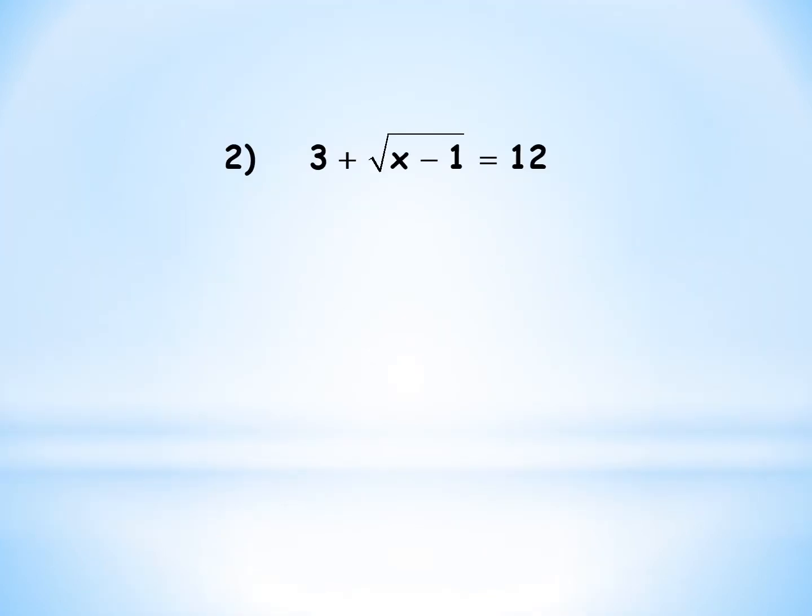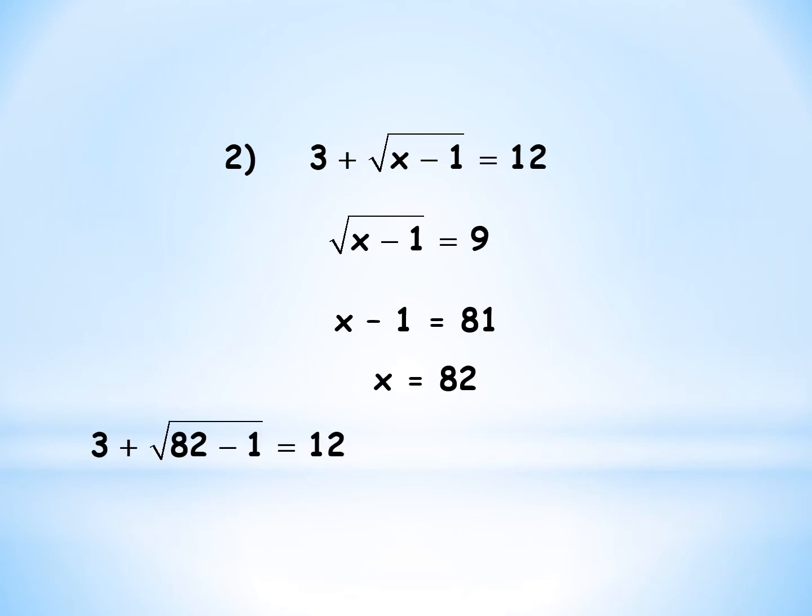Here's another example. Now remember, your first step is to isolate the radical. So in this case, I'm going to have to subtract 3 first. Now that the radical is isolated, I get to square both sides and then solve for x. I get x equals 82. I can't forget that I have to check my solution to make sure I don't have an extraneous solution. So I'll plug it back in. I get 3 plus the square root of 81 is 12. 3 plus 9 is 12. That checks out.